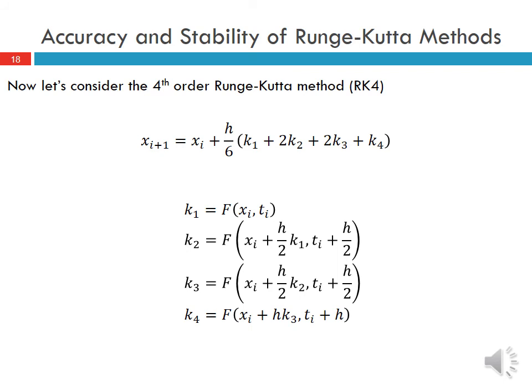Now, the most widely used Runge-Kutta method is the RK4, the fourth order method, which was presented in a previous lecture. So just to recall, the estimate at time step x i plus 1 is equal to x i plus h over 6 times k1 plus 2k2 plus 2k3 plus k4, where k1, k2, k3, and k4 are evaluated as shown here.